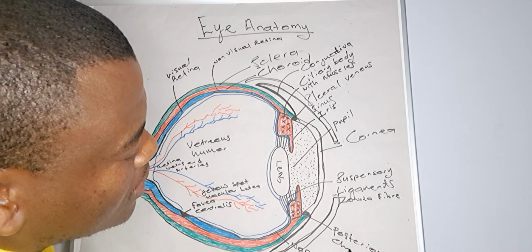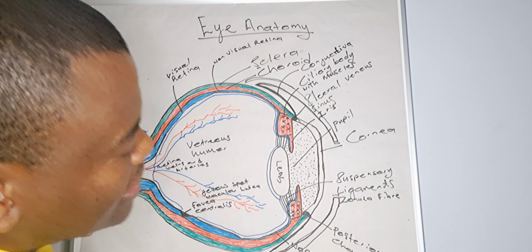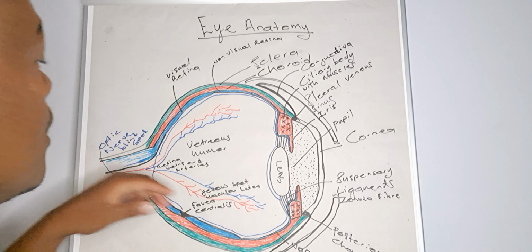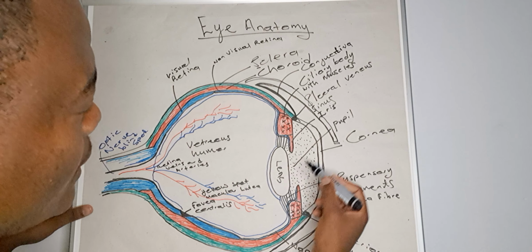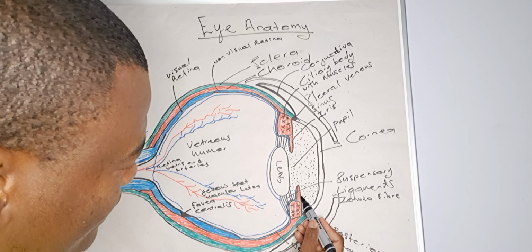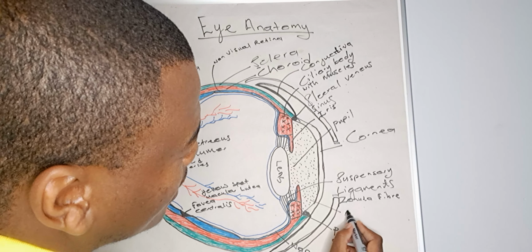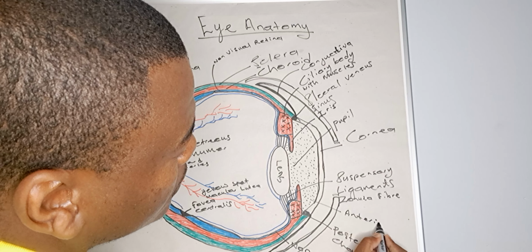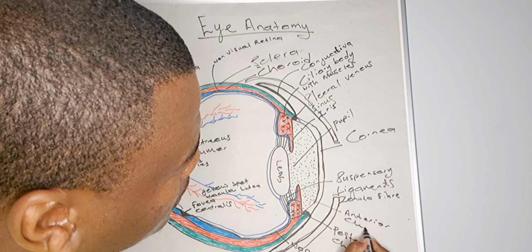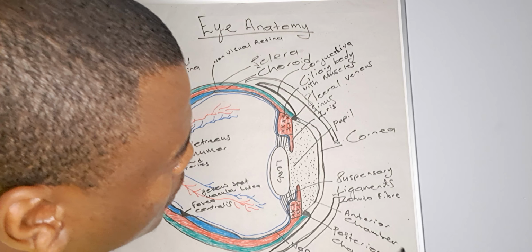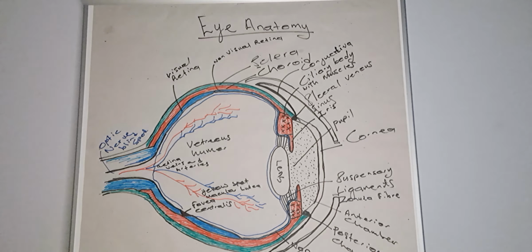Chamber means a room where something is residing. Between this iris, this side and that side, we call it the anterior chamber. In case at school they ask you such a question, you can be able to answer.